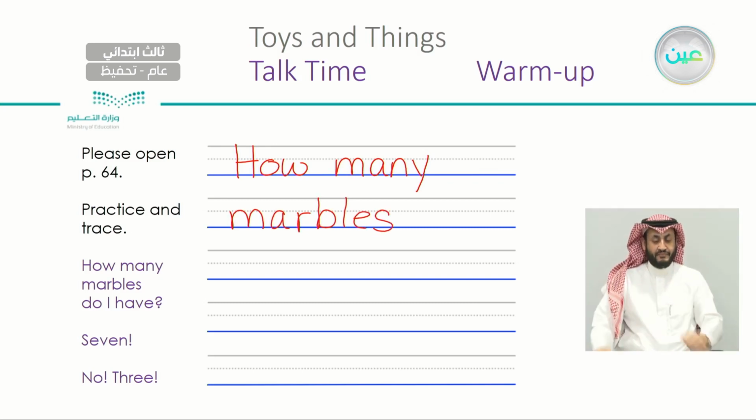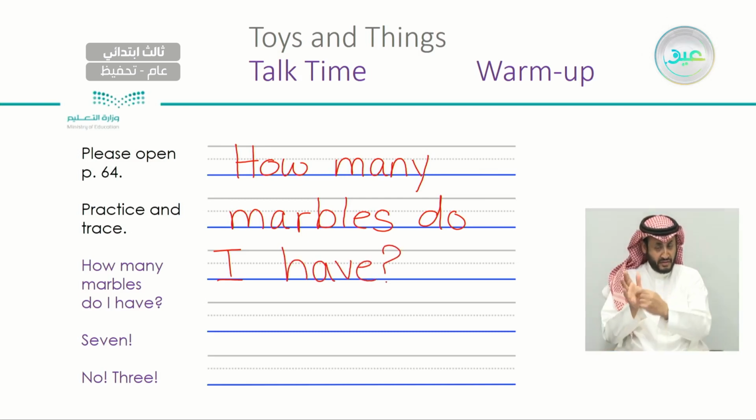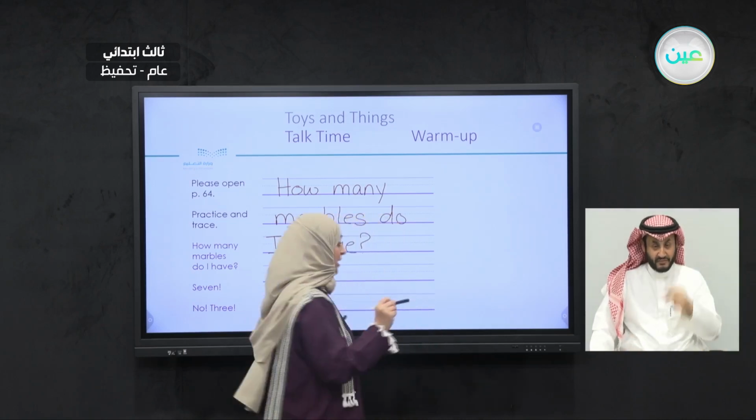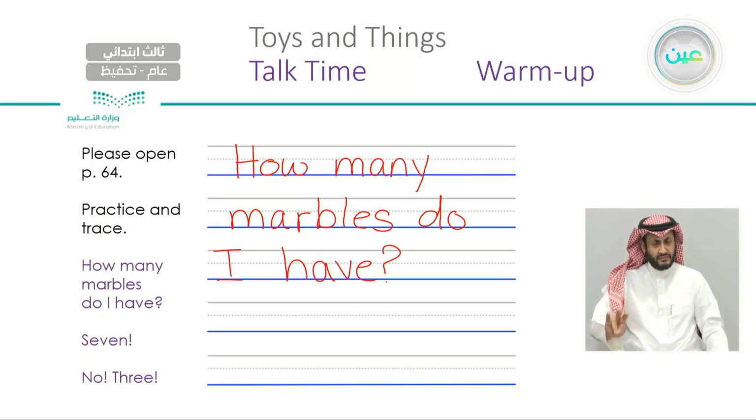M-A-R-B-L-E-S. How many marbles do I have? This is another subjective pronoun. Do I have? Question mark. And then you guessed 7. Okay, is that right? No, 3.